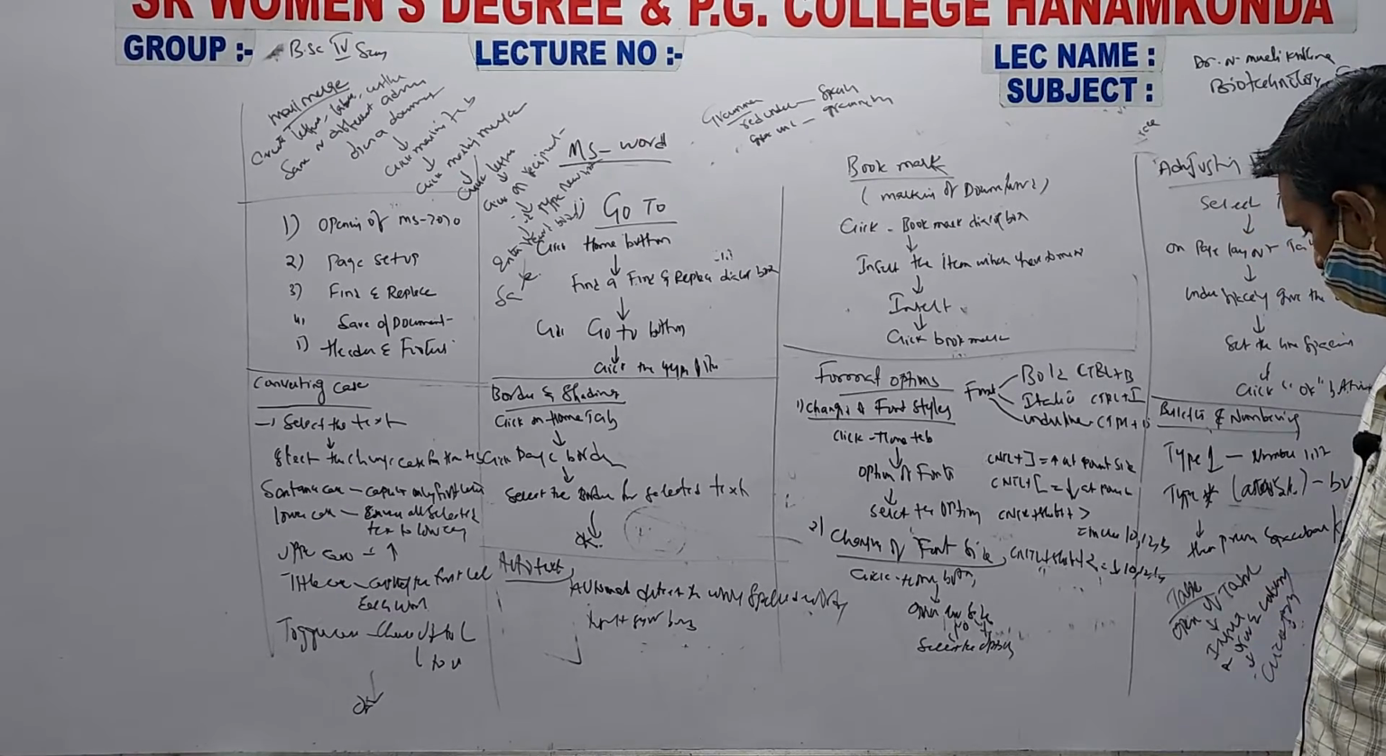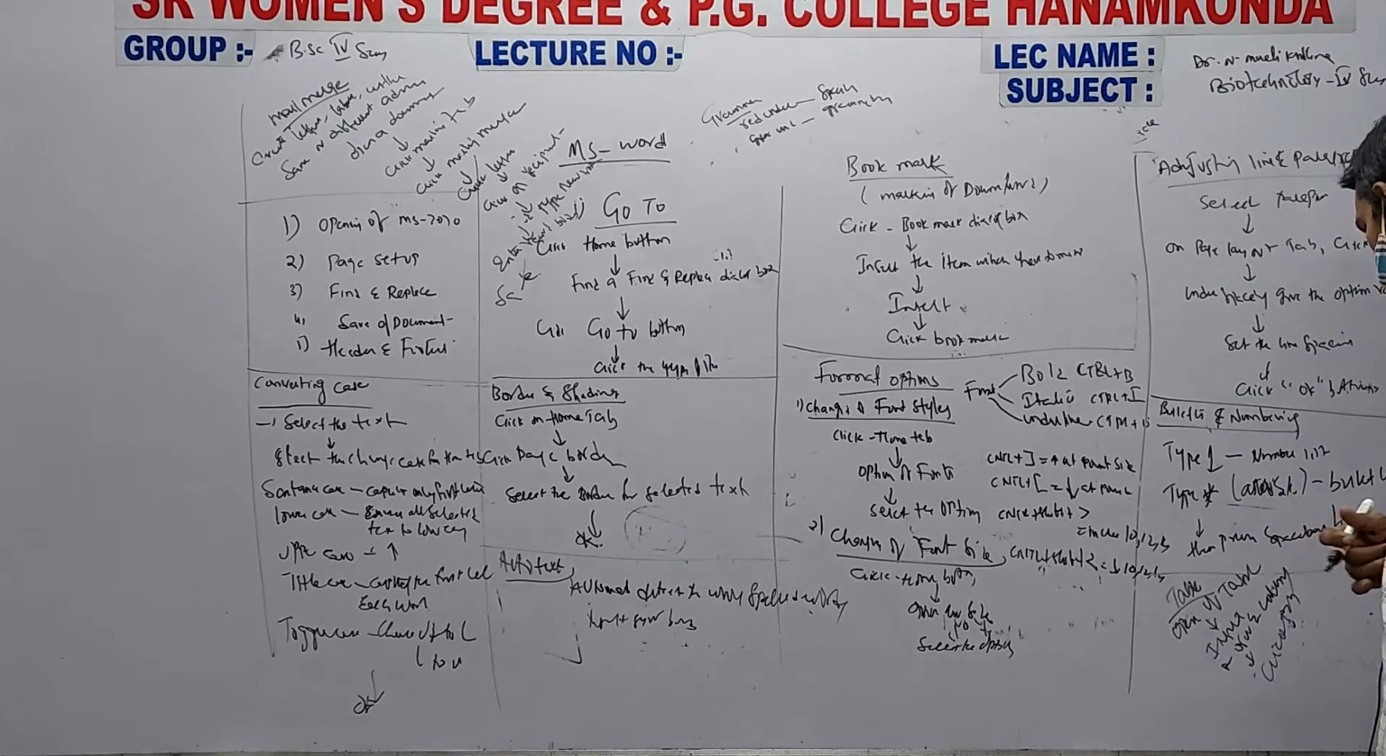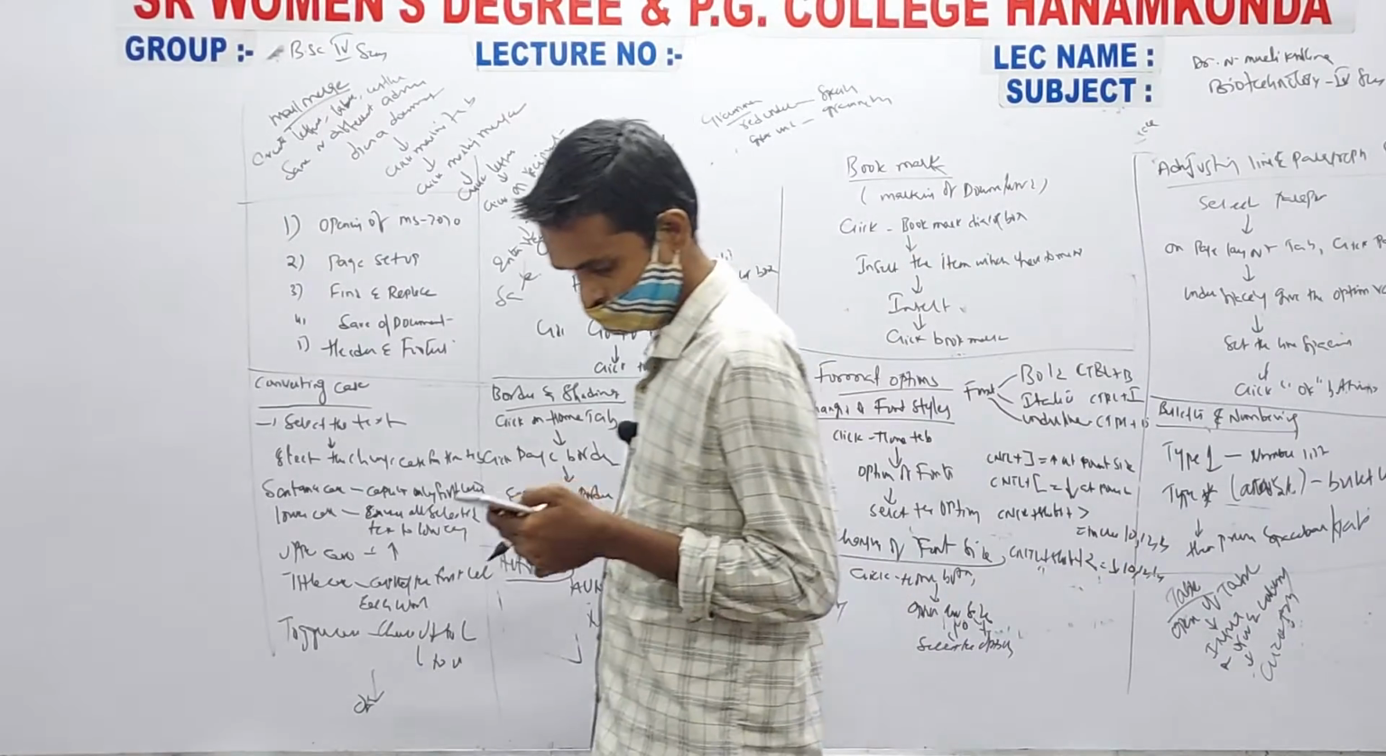So in the table option we have to go for the required number of rows and columns to form a table, and click on the table. You will get a table.